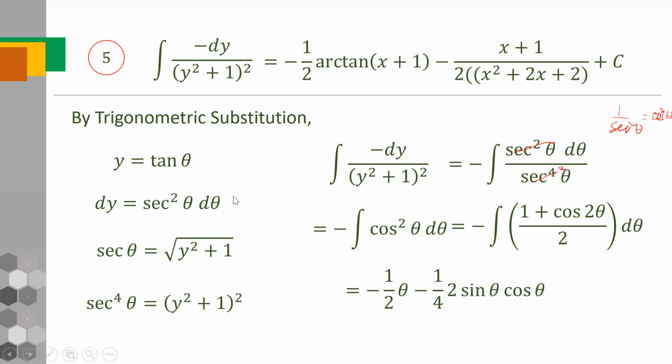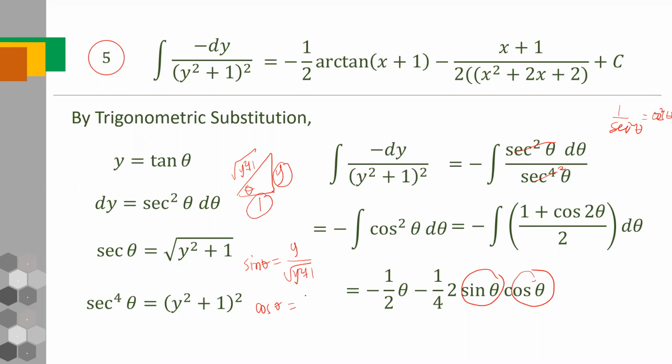So if we draw the right triangle here in our trigonometric substitution, if this is theta, this is y, this is 1, and this is square root of y squared plus 1. So this means your sine theta here is equal to the opposite over the hypotenuse, and our cosine theta here is just equal to your adjacent over the hypotenuse. So we multiply these two values. So that is how we get this expression.